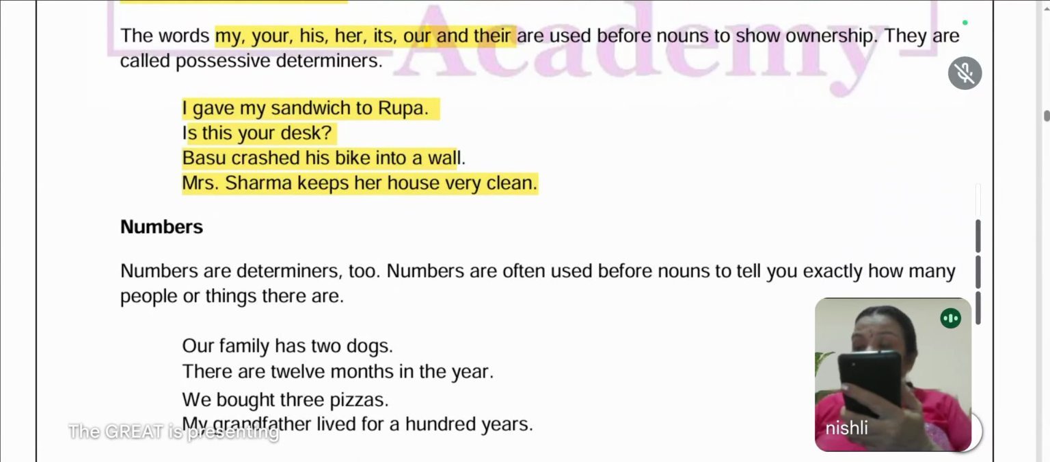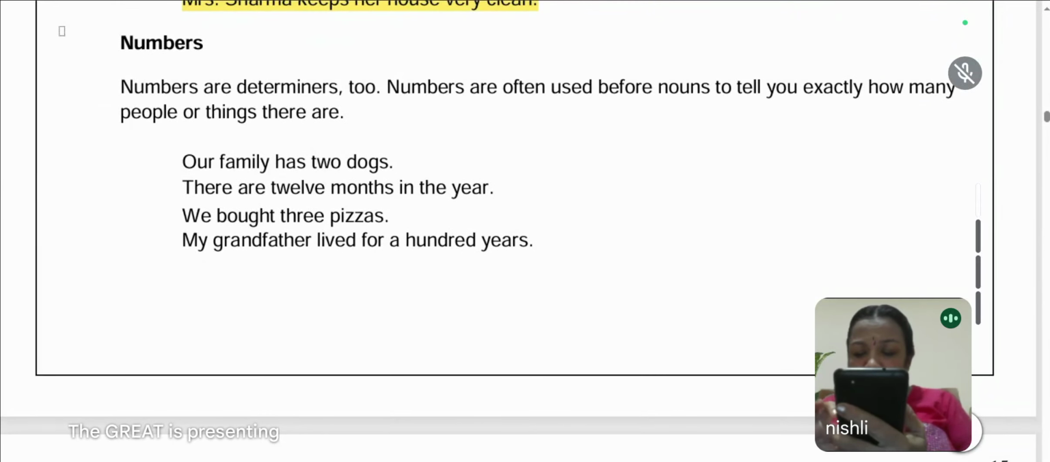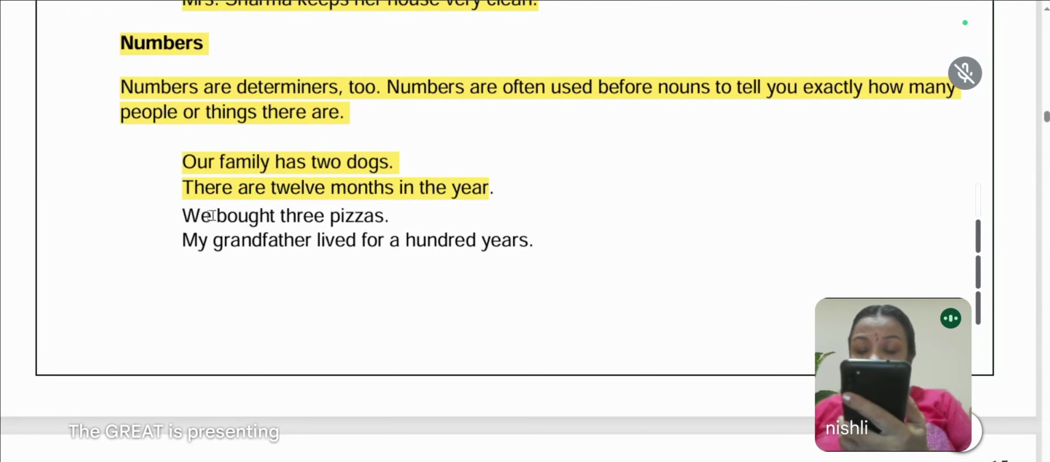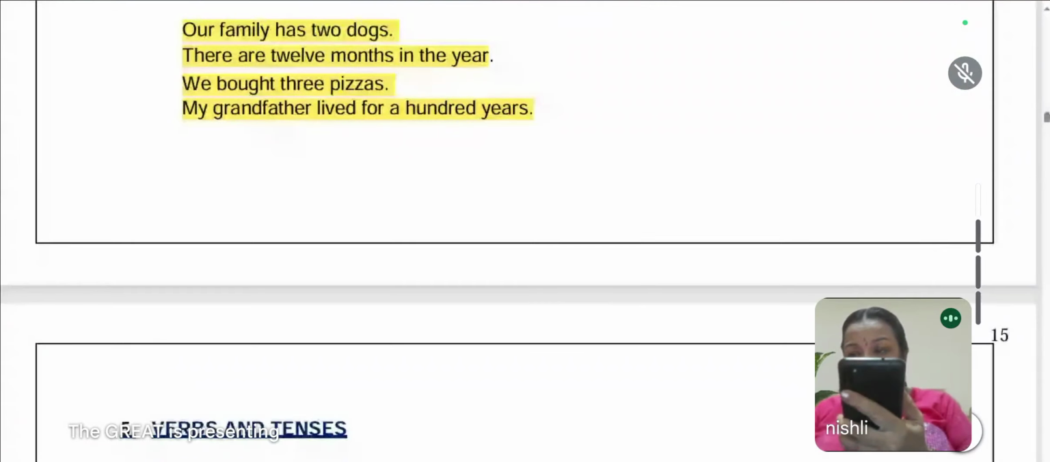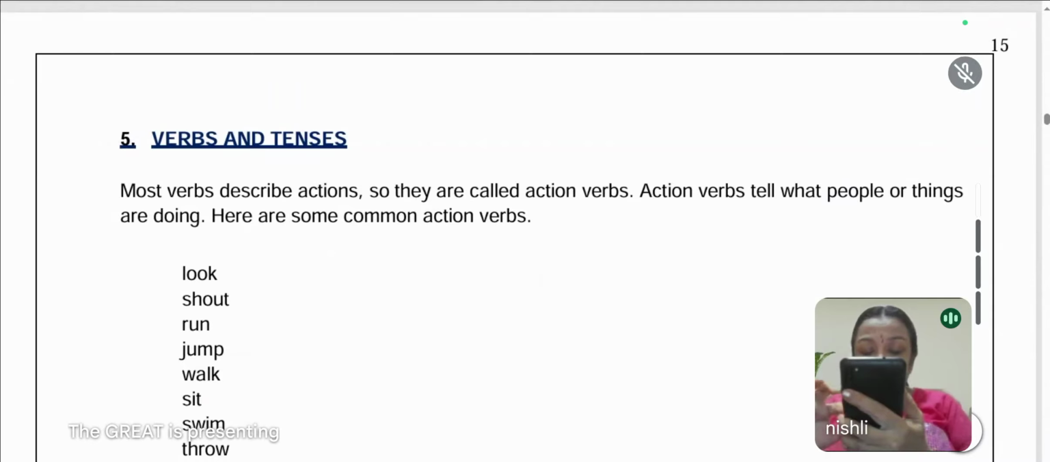Again, numbers too are determiners. Numbers are often used before nouns to tell you exactly how many people or things there are. Our family has 2 dogs. There are 12 months in a year. We bought these 3 pizzas. My grandfather lived for 100 years. This all refers to the quantity. So these are all numbers. Those are determiners only.